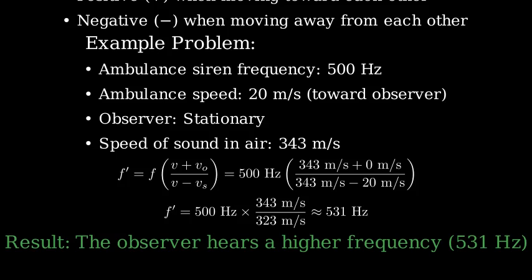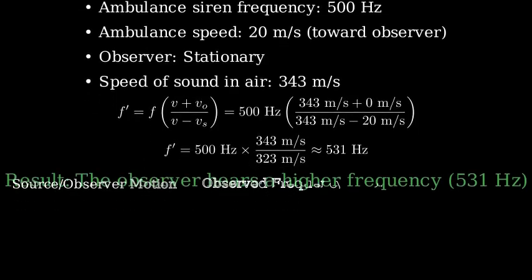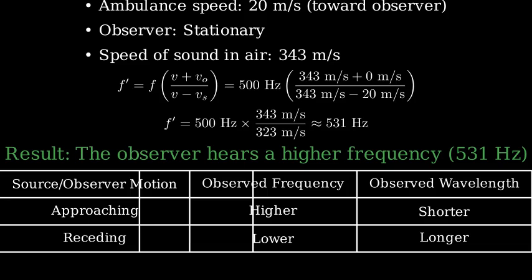Let's summarize what we've learned about the Doppler effect. When a source is approaching an observer, the observed frequency is higher and the wavelength is shorter. When a source is receding from an observer, the observed frequency is lower and the wavelength is longer.